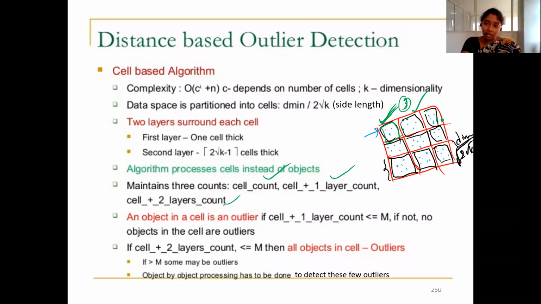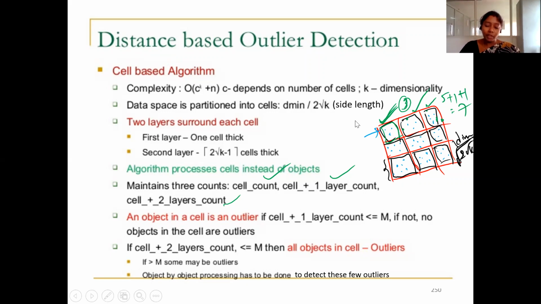So here, totally there are 5 elements present in the cell. If you consider this third cell, only one element is present in the first layer of the cell, and again one element is present in the second layer of the cell. So here the cell plus 2 layer count is equal to 7. Like that, here we have 3 types of counts we need to consider.